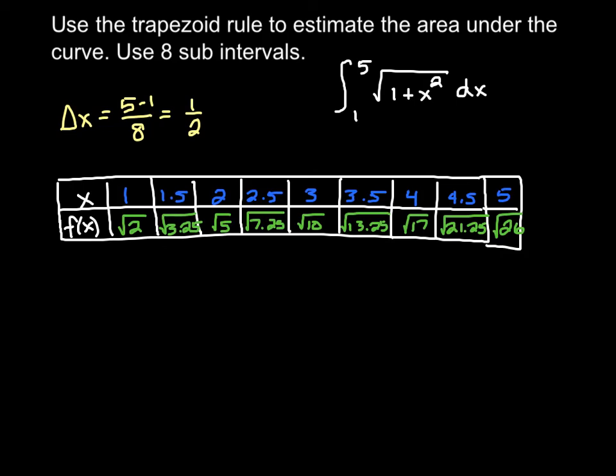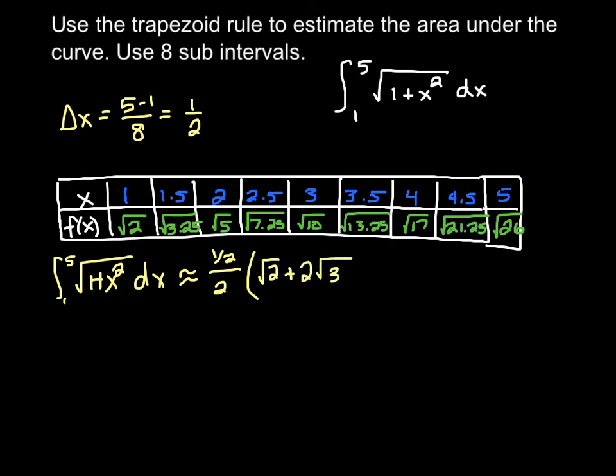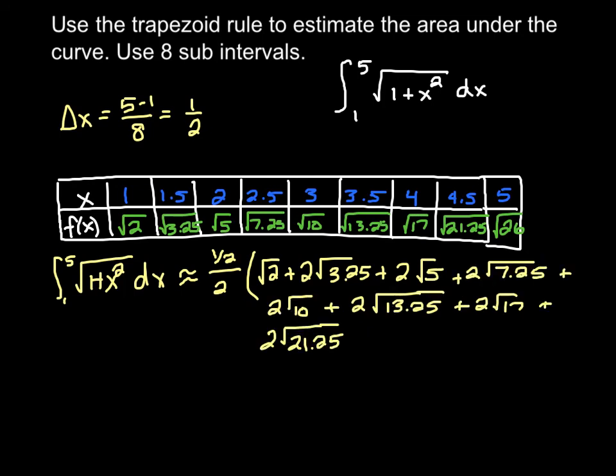So we know the trapezoid rule says that the integral from 1 to 5 of, okay, the integral is talking about the area, so that is approximately delta x divided by 2, so 1/2 divided by another 2, times our first function value, which is the square root of 2, plus 2 times our second function value, plus 2 times our third one, plus 2 times all the rest of these except just one of the last term. Okay, so we have one of the first term, all of the middle terms, and just one of the last term.